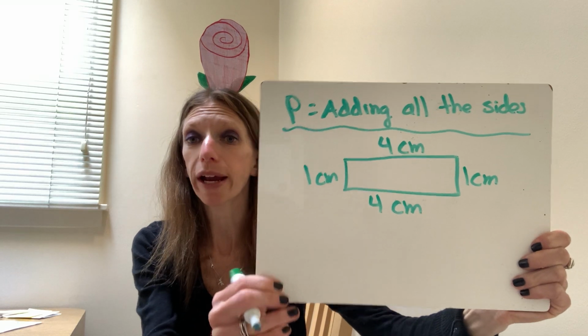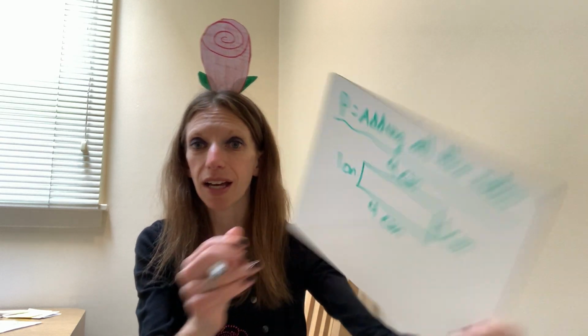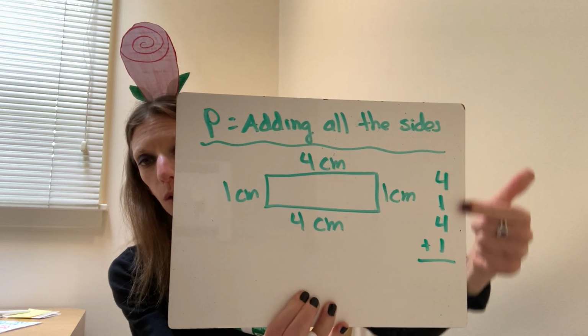And again, we're adding up all the sides. So I'm going to do that work up and down. So I'm going to say 4 plus 1 plus 4 plus 1. See, I'm adding up all the sides. So 4 plus 1 is 5. And remember, you can use your sideways caret to help you. 4 plus 1 is 5. 5 plus 4 is 9. 9 plus 1 is 10. So perimeter equals 10 centimeters.